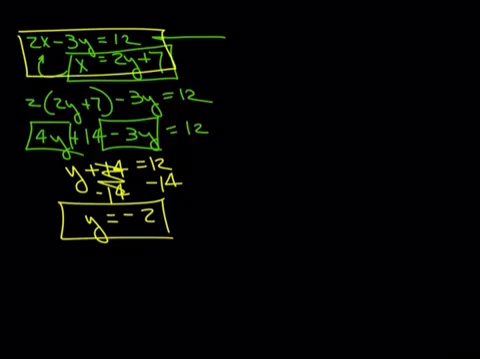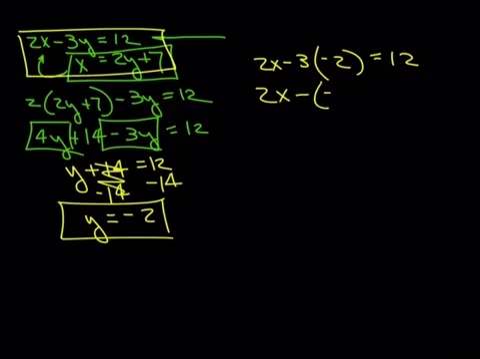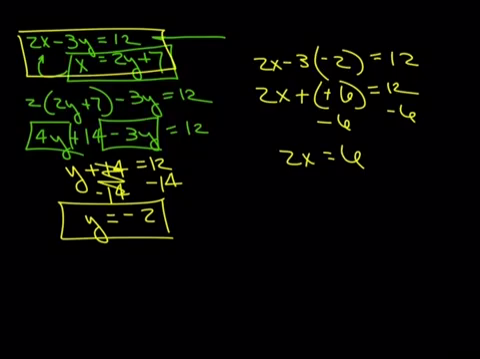I'm going to take the top one. And I'm going to put a negative 2 in for my y. Notice I put it in parentheses. I always do that. I don't know if it's necessarily right or wrong or anything, but that's just what I do. 3 times negative 2 is negative 6, and that gives me a plus. So then I subtract 6, and I get 2x equals 6.